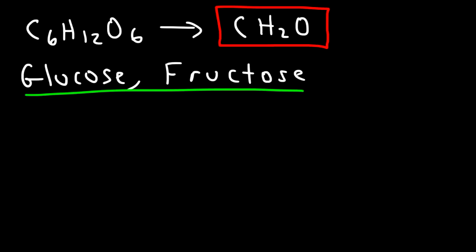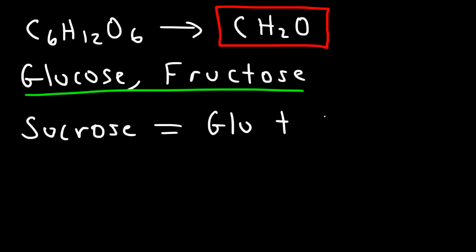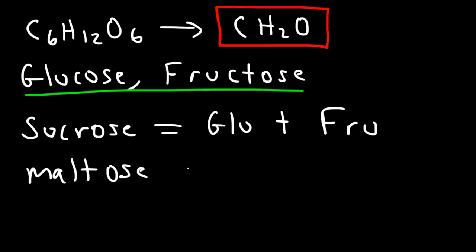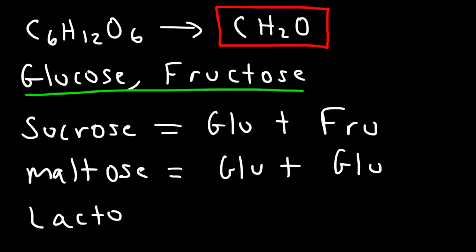Now, the next term you need to be familiar with is a disaccharide. A disaccharide is basically the combination of two simple sugar units. For example, sucrose is a disaccharide. Sucrose is the combination of glucose and fructose. Another disaccharide that you need to know is maltose. Maltose is the combination of two units of glucose. And then we have lactose, which is glucose plus galactose.